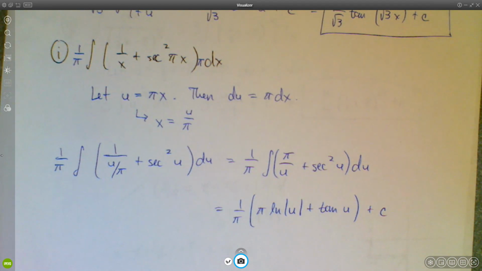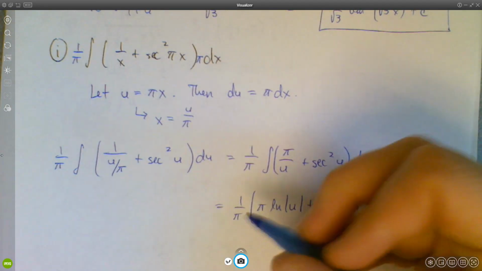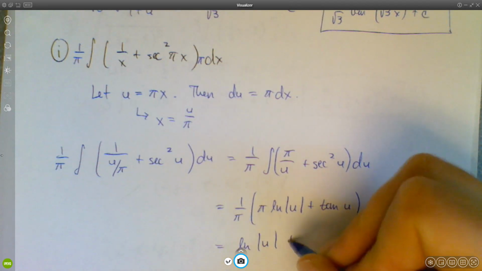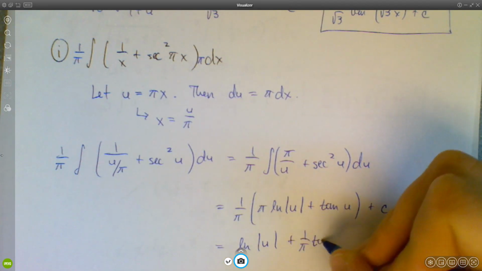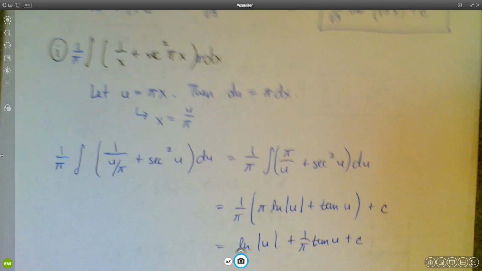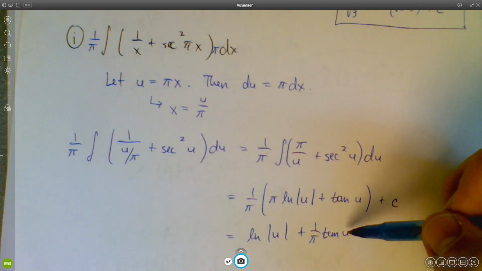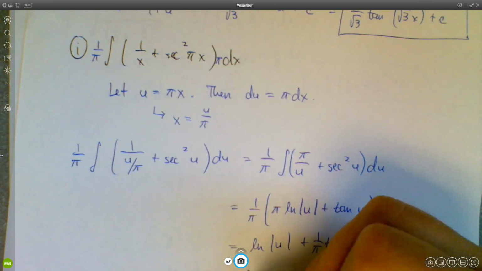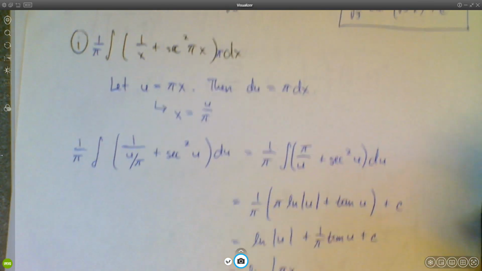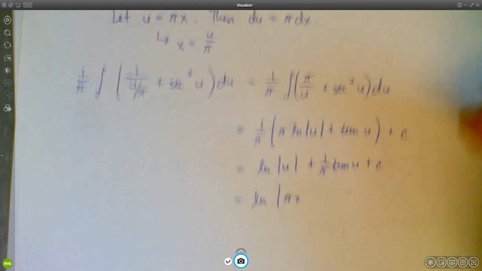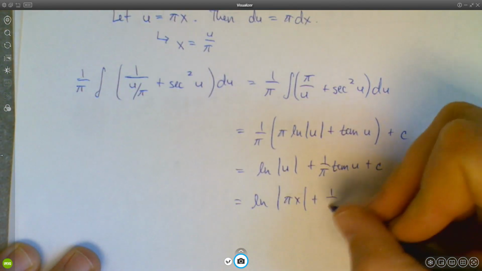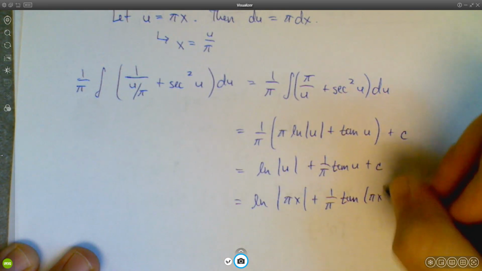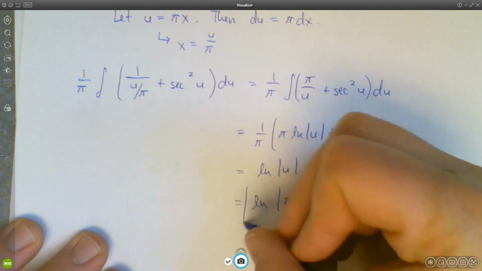Okay. You can clean that up. If you distribute the 1 over pi, of course you just get ln of u plus 1 over pi tangent u plus c. And u you can replace with pi x, right? So this is ln of the absolute value of pi x plus 1 over pi times tangent of pi x plus c.